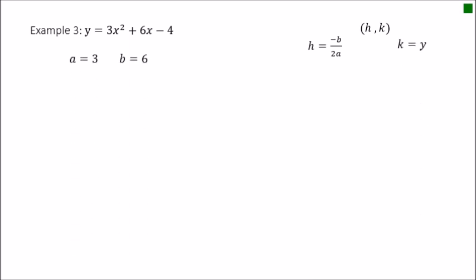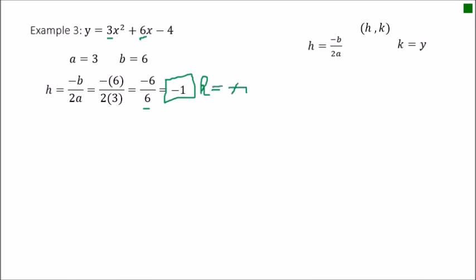So, get the value of a and b. Your a here is 3. Your b here is 6. Using the formula for h, substitution, we have negative times quantity 6 over 2 times 3. Then we have negative times 6 is negative 6 over 2 times 3 is 6. Negative 6 divided by 6 will give you negative 1. So this negative 1 will be your h or your x.